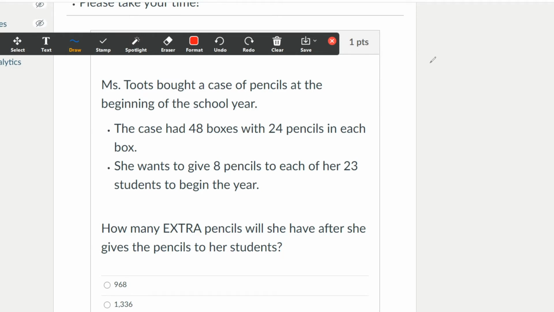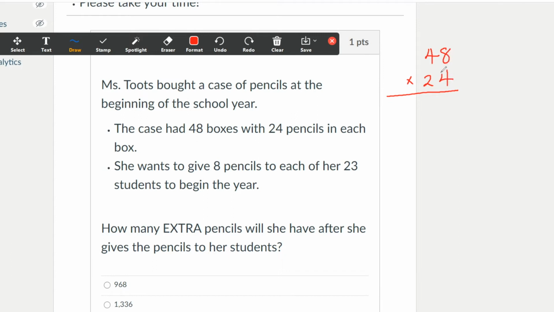Let's go ahead and set up our stacked method. We have 48 times 24. Remember, this is also called the partial product method. We're going to do this first. We're going to take the 4 and we're going to multiply the 8. This is really just the 4 because it's 4 ones and this is 8 ones.